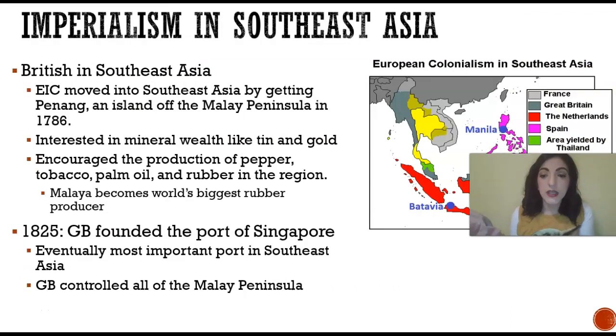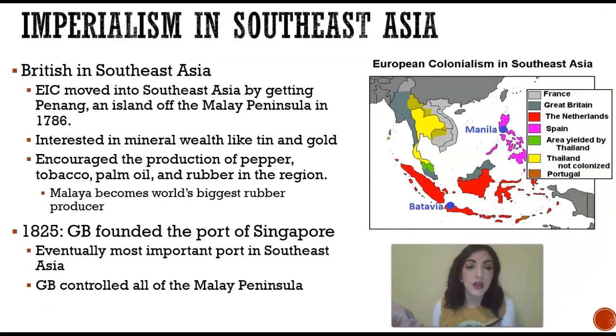Okay, so then we get to imperialism in Southeast Asia. The British in Southeast Asia, the British East India Trading Company is going to move into Southeast Asia by getting Penang, which is an island off the Malay Peninsula, in 1786. They were interested in mineral wealth like tin and gold, obviously. They're going to also encourage the production of pepper, tobacco, palm oil, and rubber in the region. Malaya is going to become the world's biggest rubber producer.